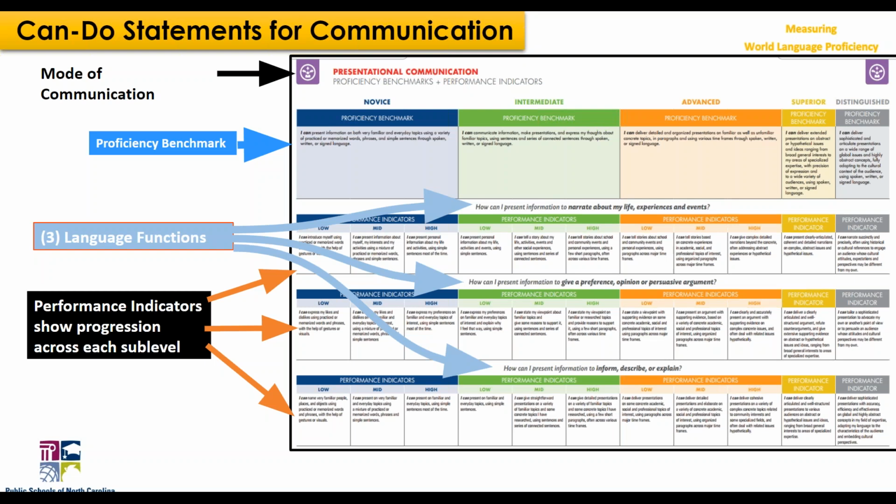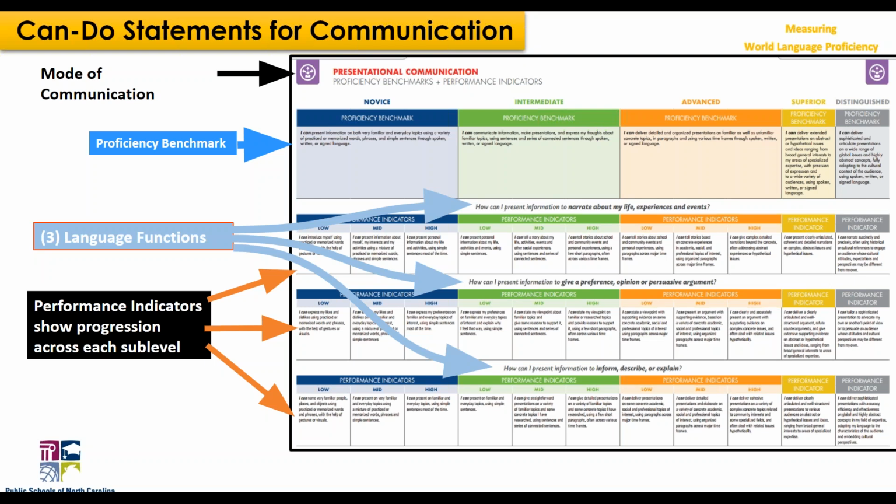And notice how things are color-coded. Not a big surprise. We like to do that in education. But notice that novice level proficiency benchmarks and then performance indicators are in blue. Intermediate level is in green for the proficiency benchmarks and then a further breakdown in performance indicators. And advanced is in orange for those proficiency benchmarks and performance indicators.